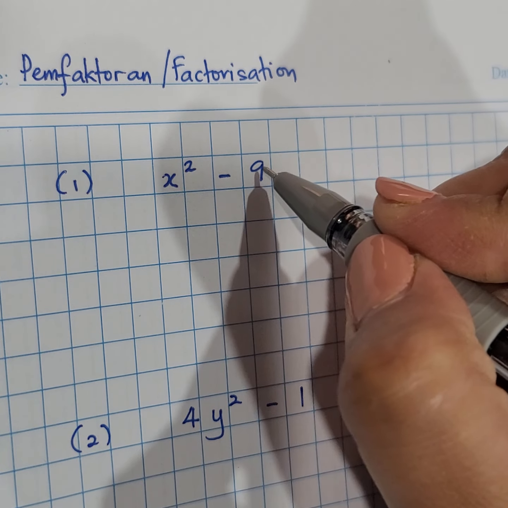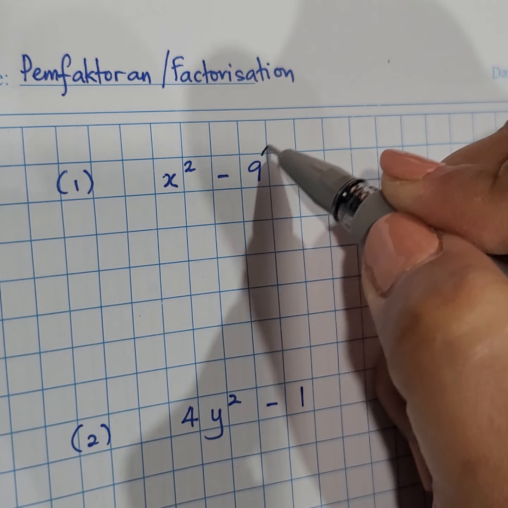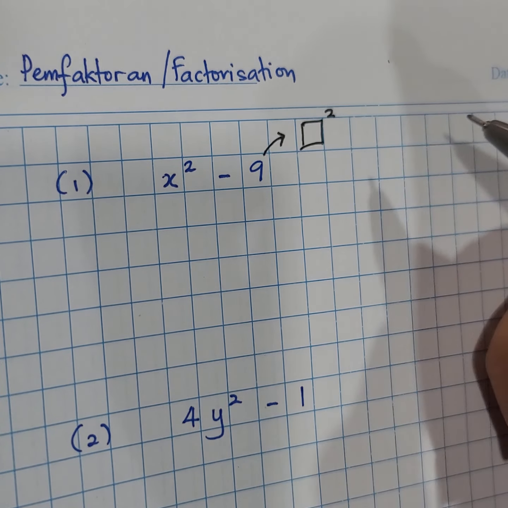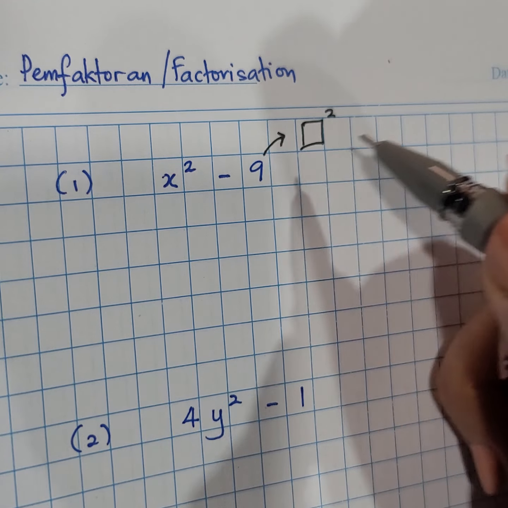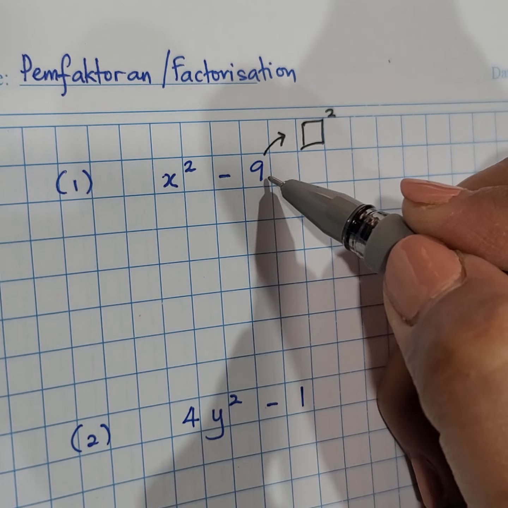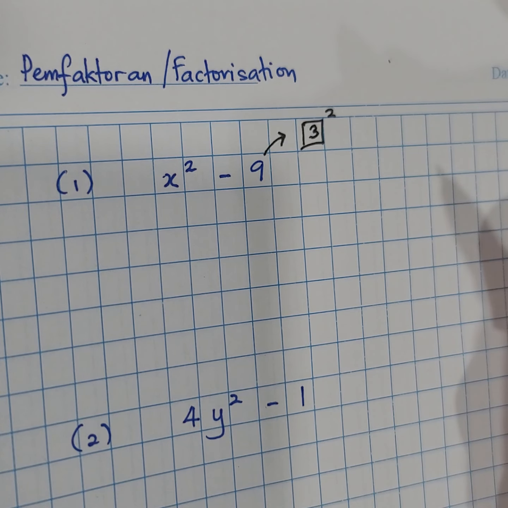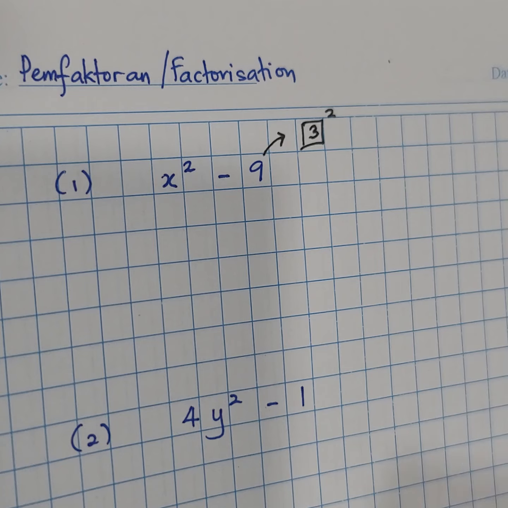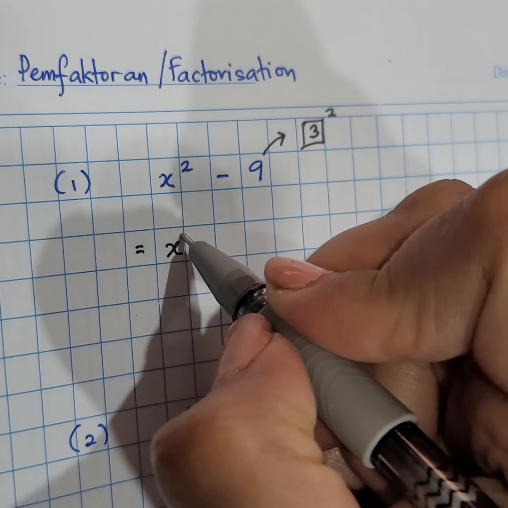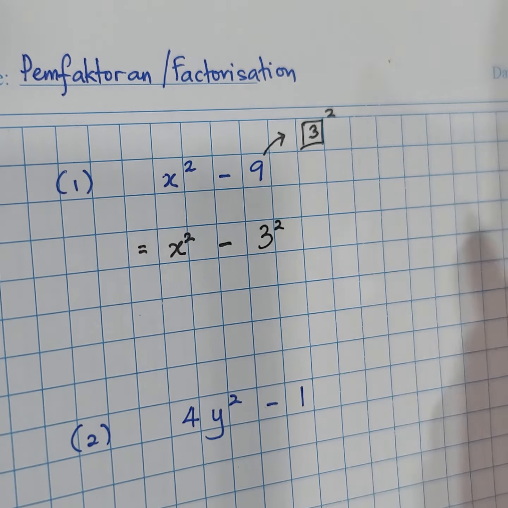Okay, so this 9 is a perfect square. So you want to think about what number, if you square it, gives you 9. Okay, so 9 ni kamu kena ingat, kamu kena fikirkan nombor apa bila kuasa dengan 2 dapat 9. So 9 boleh tukar kepada 3 kuasa 2. Betul tak? Okay, so that's the first step. So apa yang kita kena buat? Langkah yang kedua, tuliskan X kuasa 2, tolak 9 tu ganti dengan 3 kuasa 2.